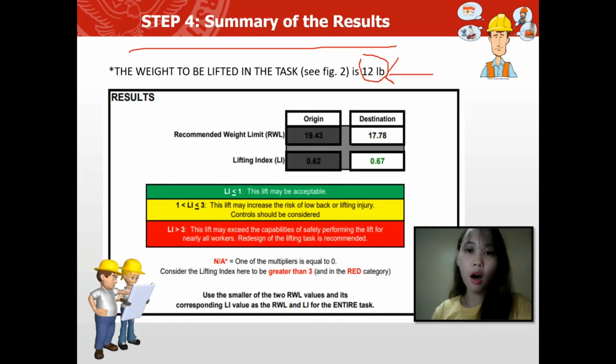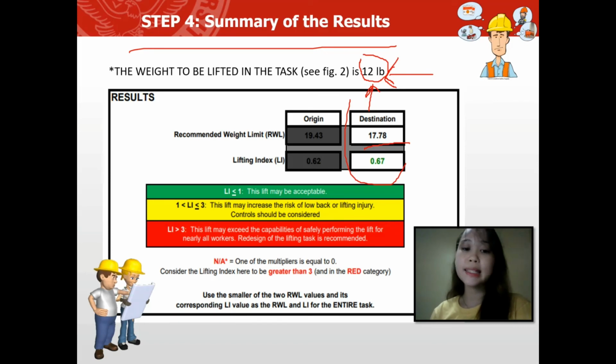Now for the summary of the destination, the weight to be lifted, which is 12 pounds, is also less than the recommended weight limit at the destination, which is 17.78. This also means that the weight being lifted at the destination is safe. And the LI is 0.67, also indicating a nominal risk to healthy employees at the destination.